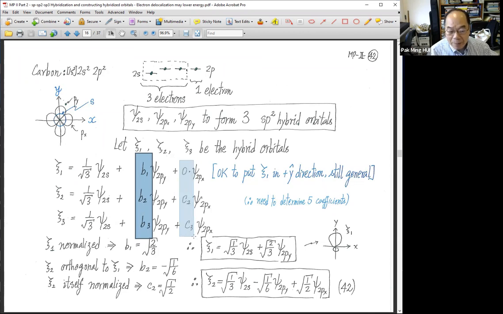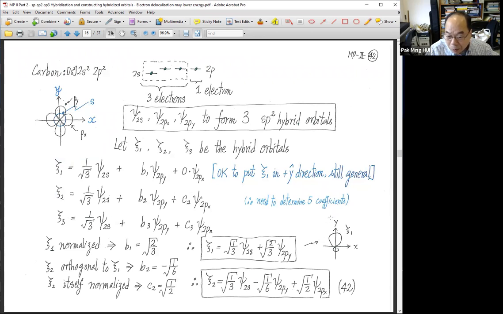The criteria would be that each one is normalized, that is easy, and then they are mutually orthogonal. So for C1, C2, C3, the inner products between different ones are 0. The inner product of each with itself, that is to say normalization, is 1. That will be sufficient to determine all the coefficients. So let's do one example.